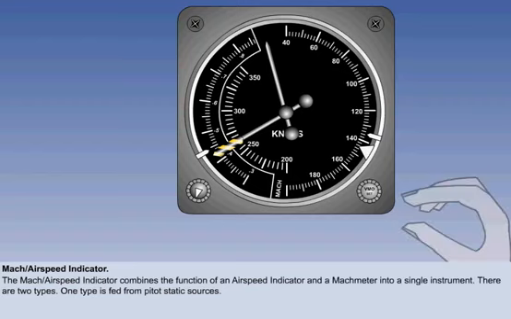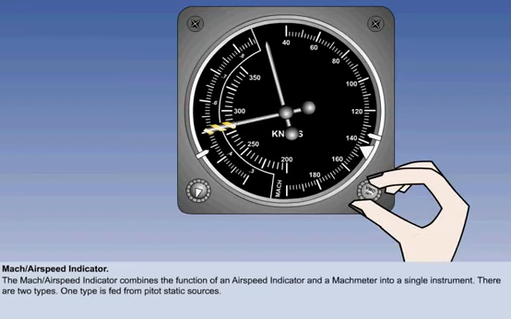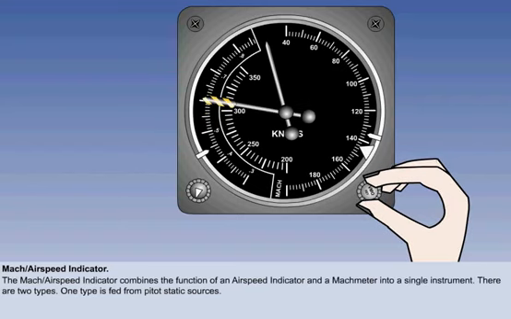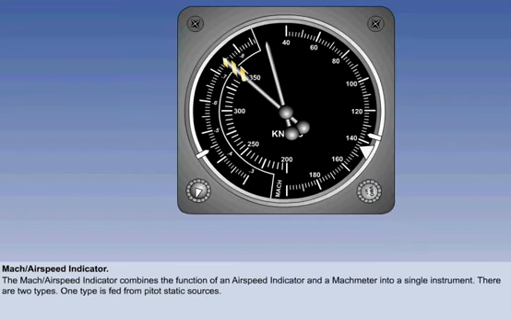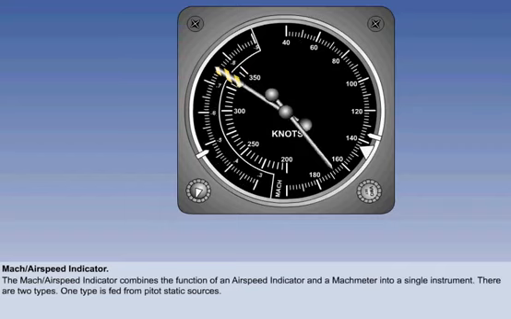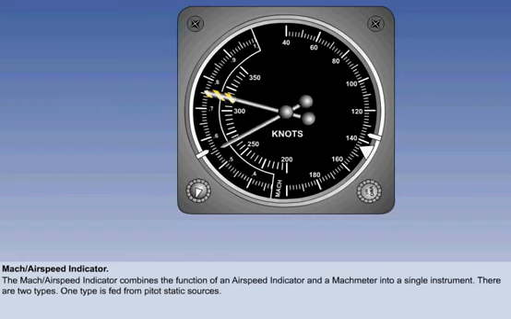The speed limiter pointer, or VMO pointer, is set manually, in the case of our example here, to Mach 0.75. The VMO pointer is commonly known as the barber's pole because of the diagonal stripe marking. As the aircraft accelerates, the airspeed pointer registers the increase in airspeed on a fixed scale, while the Mach number scale rotates to show the proportional increase in Mach number.